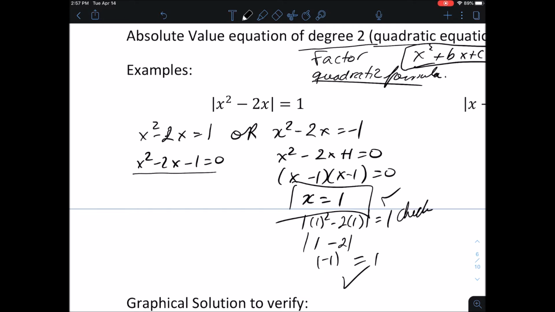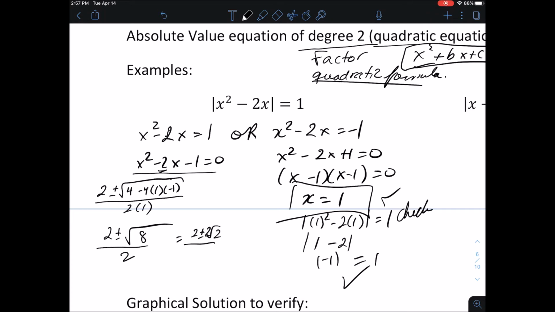This one, I'm unfortunately not going to be able to factor, so I have to use the quadratic formula, which I know is a bit of a drag, but I get 2 plus or minus the root of this squared, minus 4ac, all over 2a. And this turns out to be 8, so this is really 2 plus or minus 2 root 2 over 2, which is 1 plus or minus root 2.